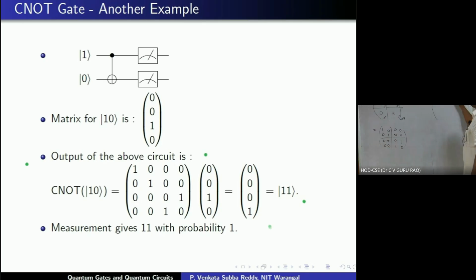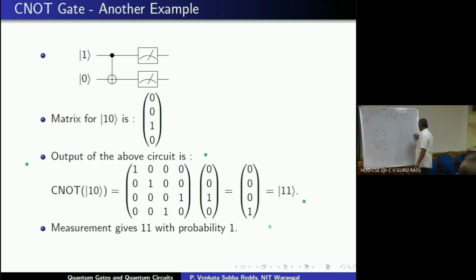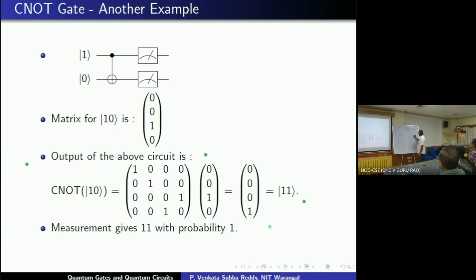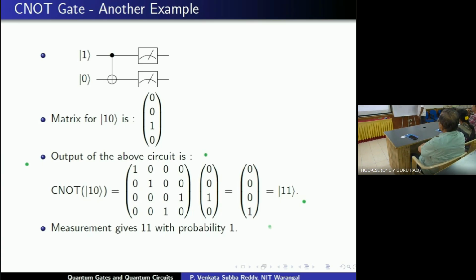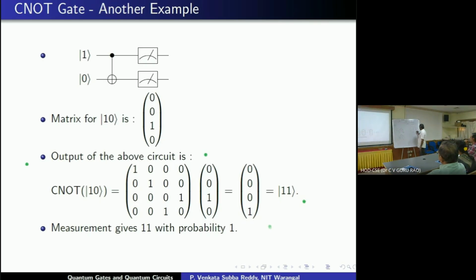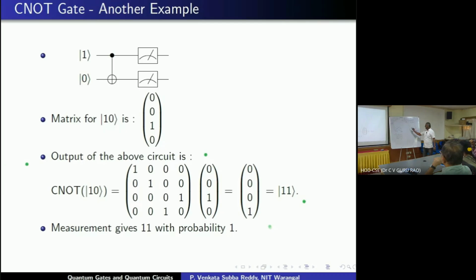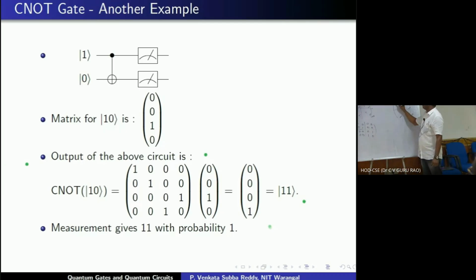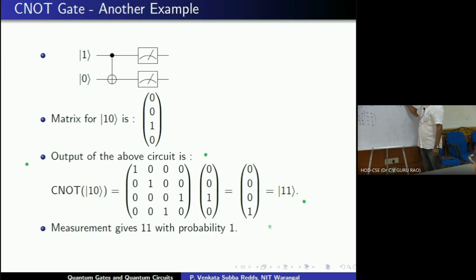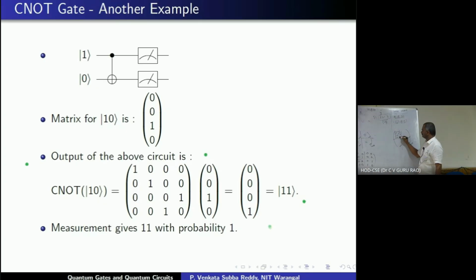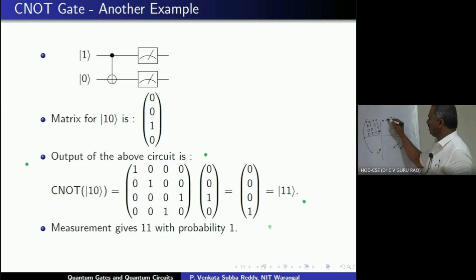So it is an 8 by 8 matrix. Here it is 4 by 4. Here it is 4 by 4. This is 4 by 4. Here 4 by 4. Here identity. Identity means 1, 0, 0, and so on. This 4. Here all zeros. 4 zeros.